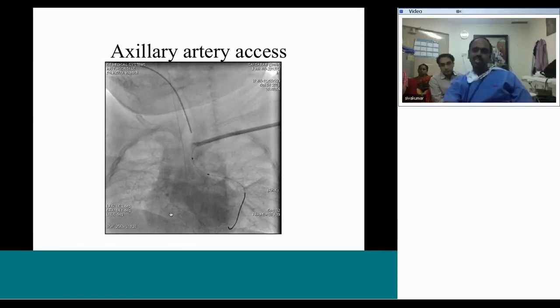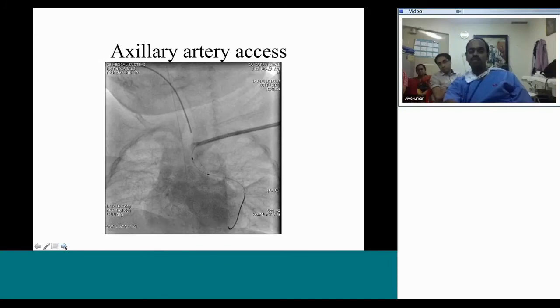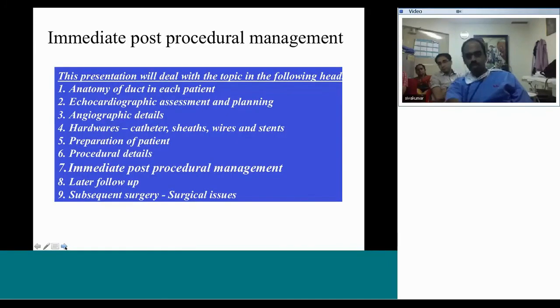So this is a transaxillary ductal stenting. This is an axillary sheath which goes down. Guide wire courses through the ductus and the stent is being deployed. But we need not be fixed with an idea that ductal stenting through one access is better than another. Ultimately, it is the competence of the particular person in whatever access the interventionist chooses.